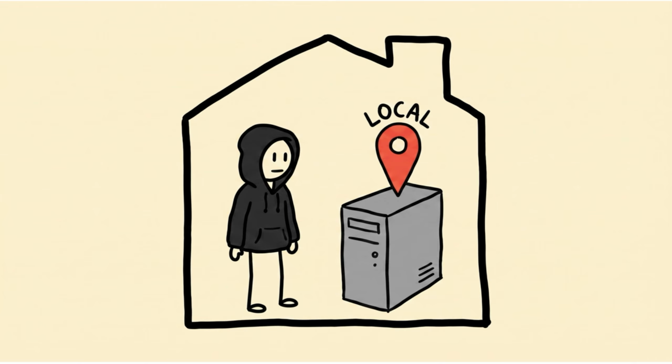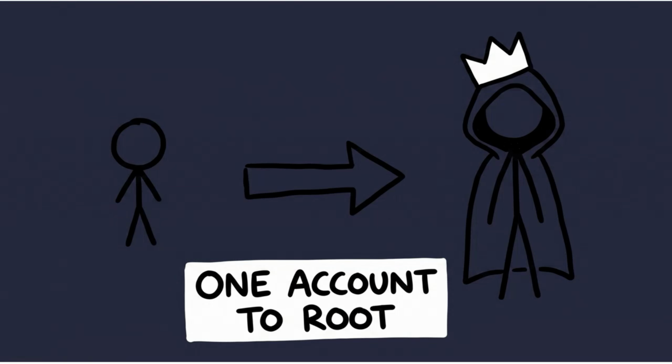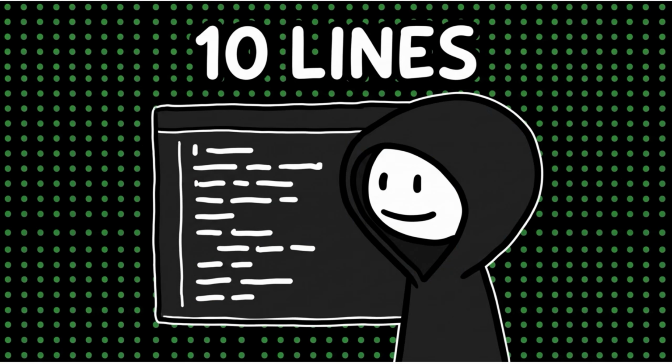And here's what makes it dangerous in the real world. The attack is local. That means the attacker already needs some kind of foothold, a regular user account on your system. That sounds reassuring until you remember how many accounts exist on a shared server, a cloud host, a web application running under its own user. One compromised, low-level account, and Copy Fail turns it into root.